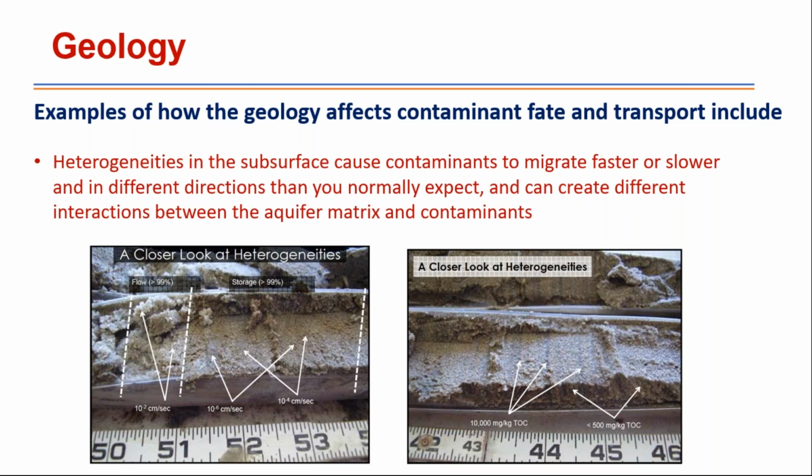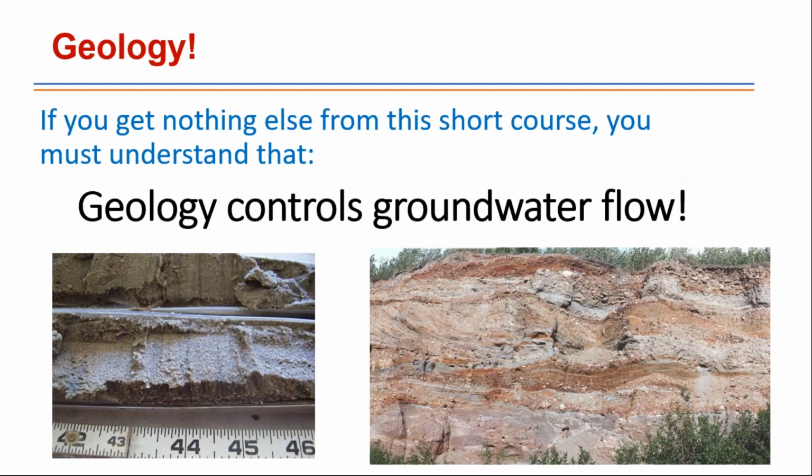If you look at this on a larger scale, you can see where it really makes a huge difference on the flow pattern or where the contaminants flow. So if you get nothing else from this short course, geology controls groundwater flow. This picture of the core again shows these slurry fine beds, which make a difference. And then you look at the other picture, you see how on a larger scale, the heterogeneities control the flow.